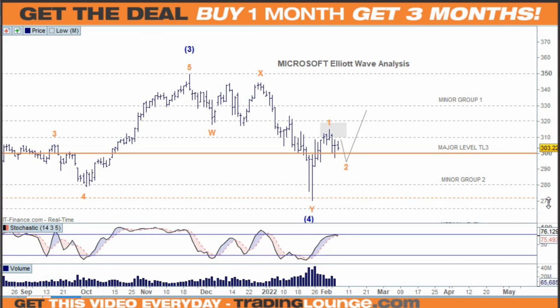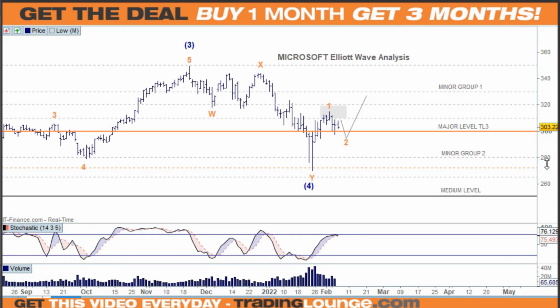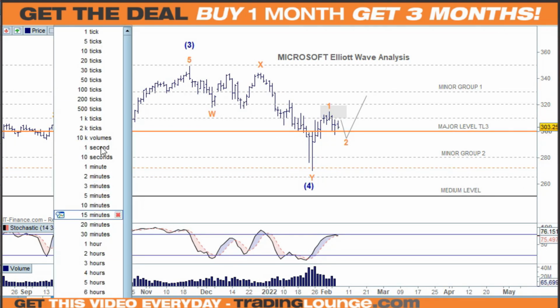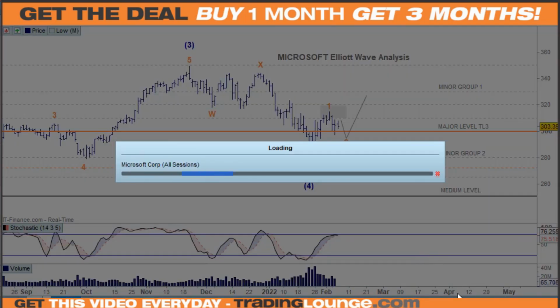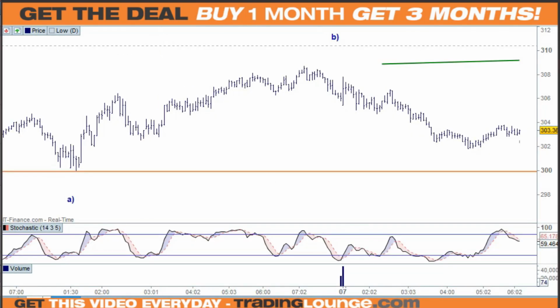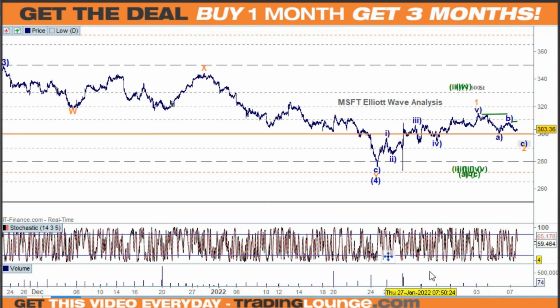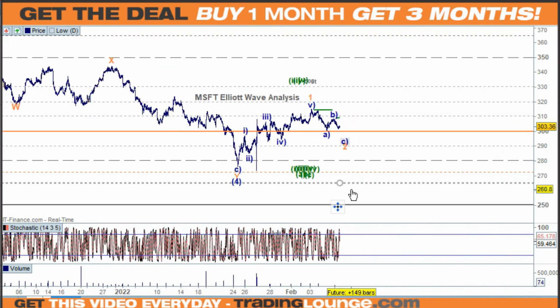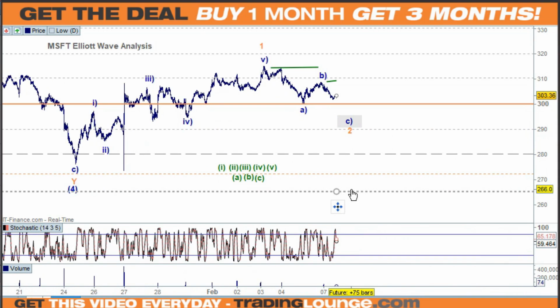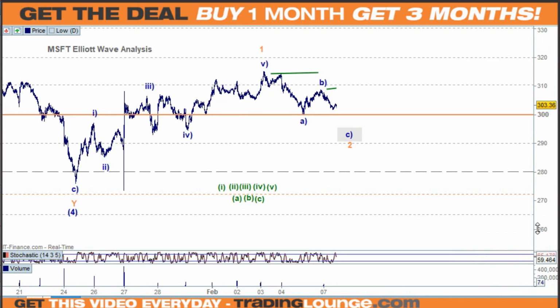Alrighty, moving on a little bit to Microsoft. So really it's pretty much the same pattern as the other markets. Let's go to the intraday and have a look at this. 100 ticks. Let's get in some more data. How much do we need? That's enough. Okay, so maybe I could count Google the way it is, because this market here seems to have wave 1 in it.